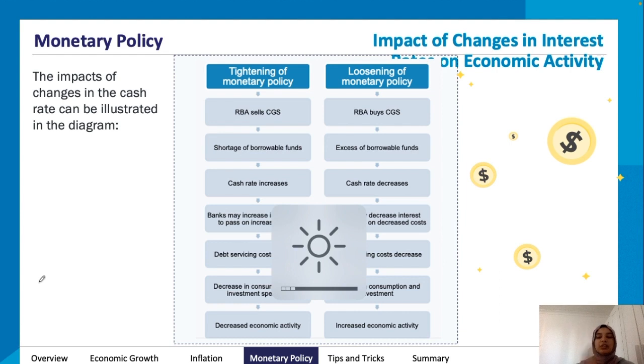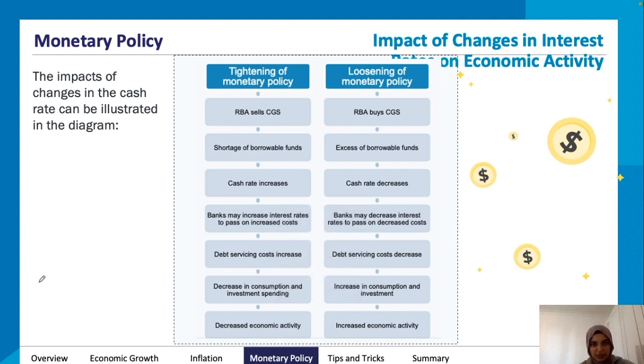Again, I'm drilling the same concept. I know I sound like a broken record, but I really want you to understand this fully. Then debt servicing costs increase. Interest rates increase. That is the one that's going to impact consumers. Therefore we see a decrease in consumption and a decrease in investment spending. Then we have decreased economic activity. So this idea that we do have that role that the change in interest rates plays on economic activity, and it all started off with an increase in the cash rate.